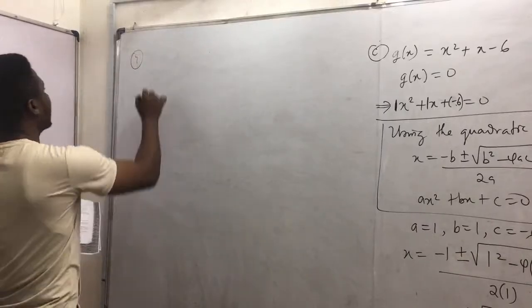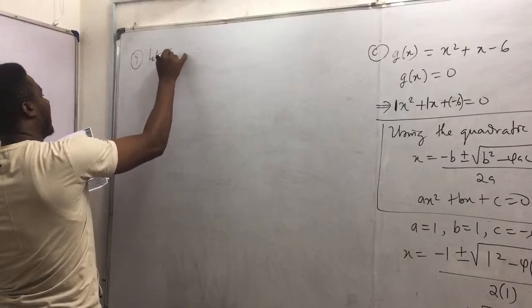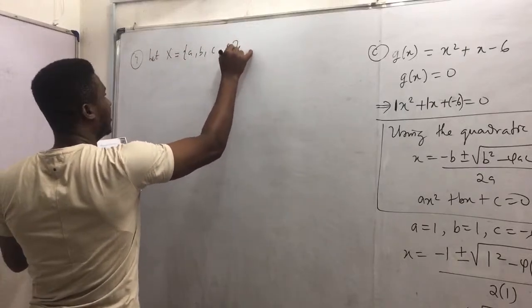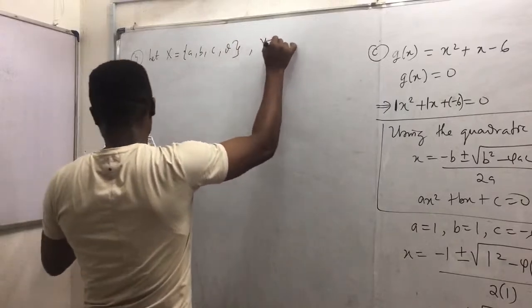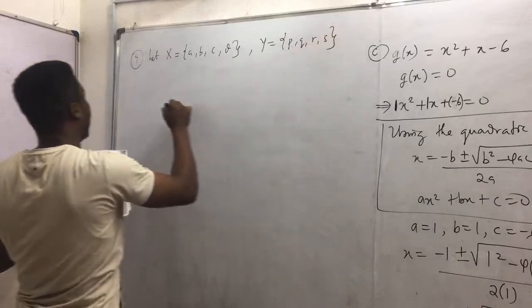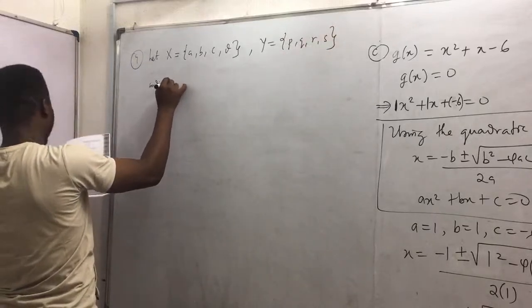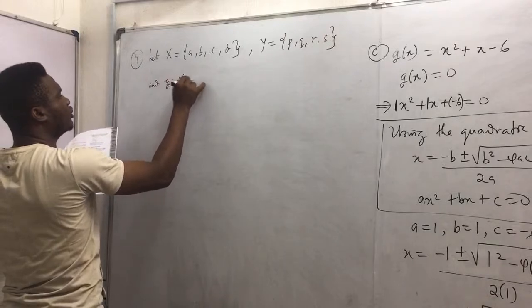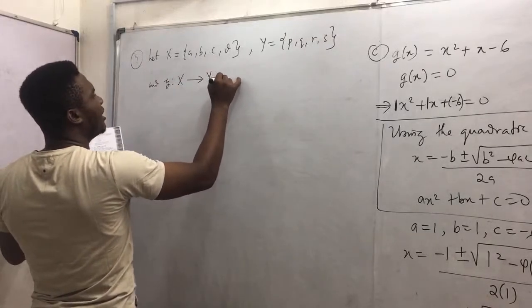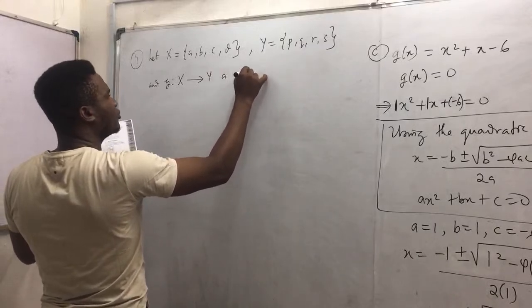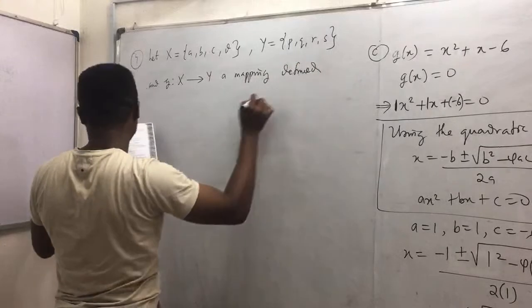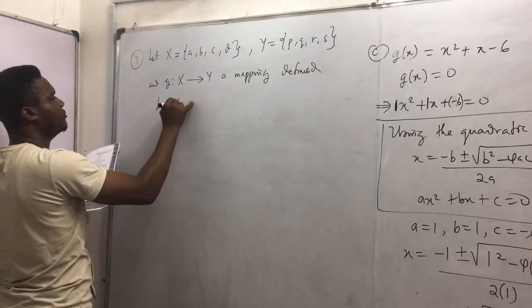Now, in question 9, we are told: let x be equal to {a, b, c, d}, and y be equal to {p, q, r, s}. And let there be a function g that takes elements from x and assigns them elements from y to become images. So let that be a mapping defined by the diagram.